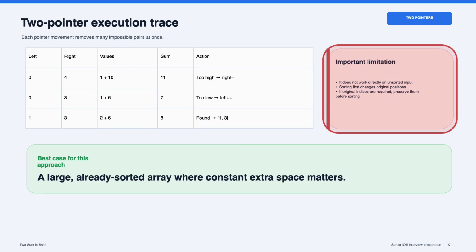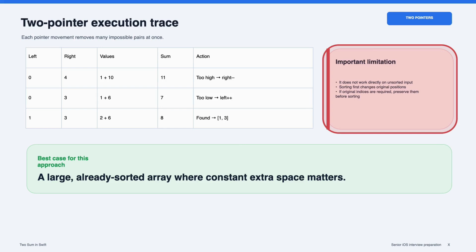Important limitation: the two-pointer approach does not work directly on an unsorted array. For example, consider the array 6, 1, 10, 2, 4. Moving the left or right pointer does not reliably increase or decrease the sum because the values are not ordered.